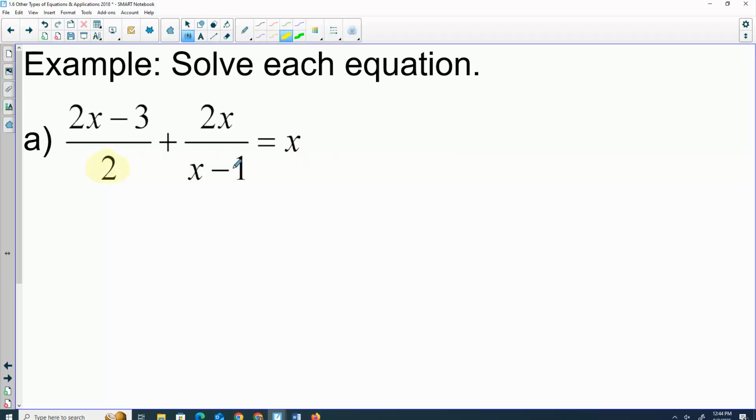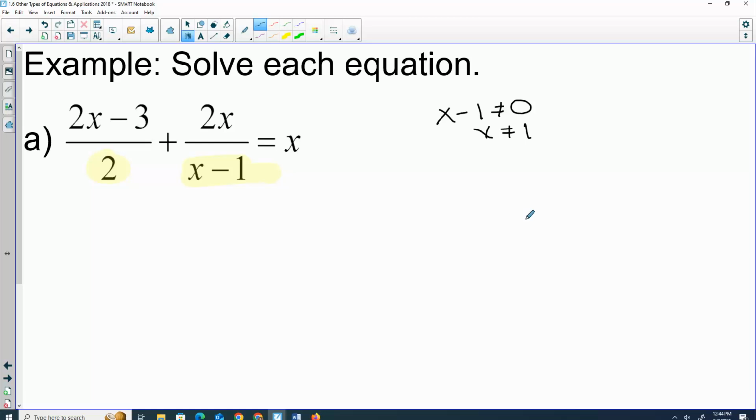Now 2 is never 0. I don't have to worry about that. What would make x minus 1 equal 0? 1. Okay, so this is kind of a note to myself. I know that the bottom can't be 0, so x cannot equal 1. I typically write that out to the side. That's your domain. X can be any number except 1.